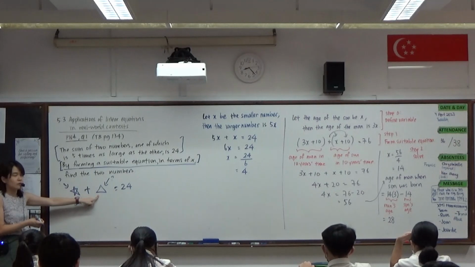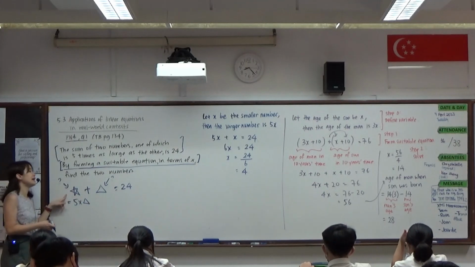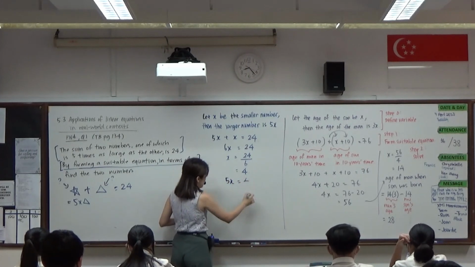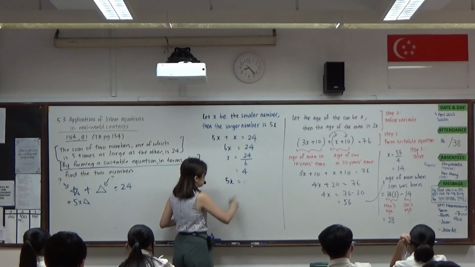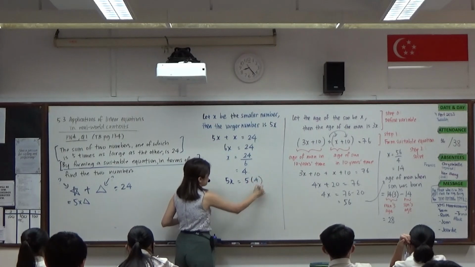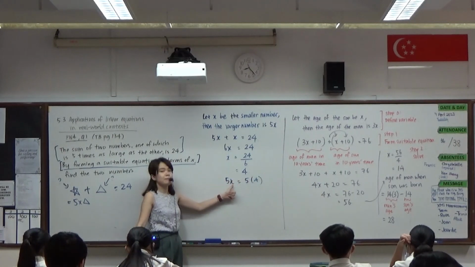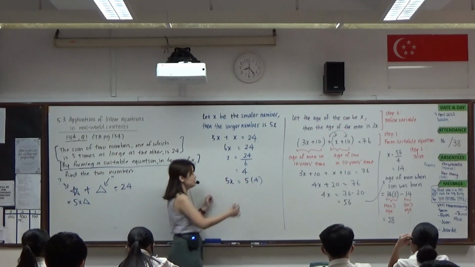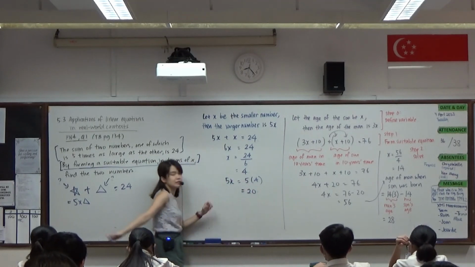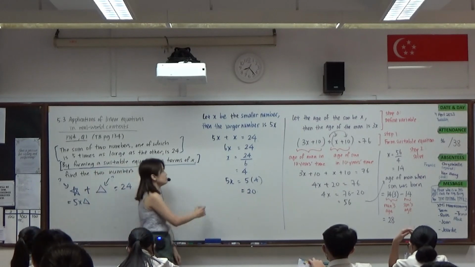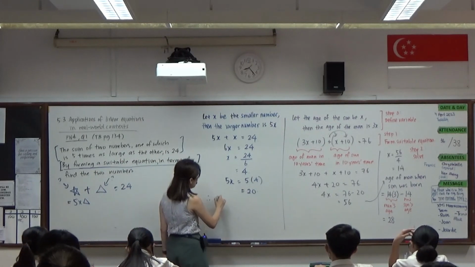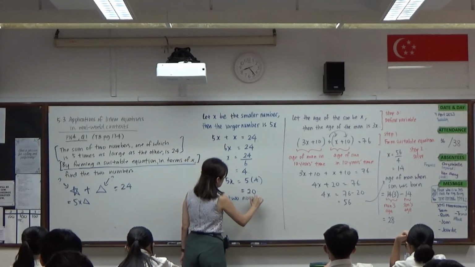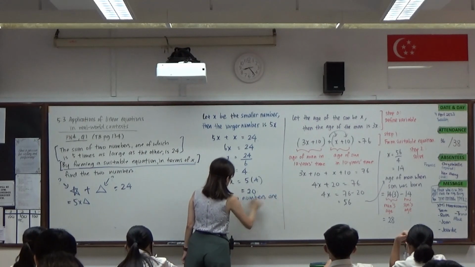x is 4, that's only one of the numbers. I still need to find the other number. So the other number is 5x, so I will take 5 times 4. Remember, when I take x, I replace the x itself by 4. So I put brackets around the 4, such that it becomes 20, it is not 54. So therefore, our two numbers are 4 and 20.